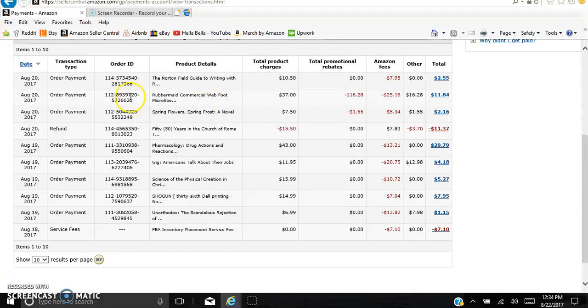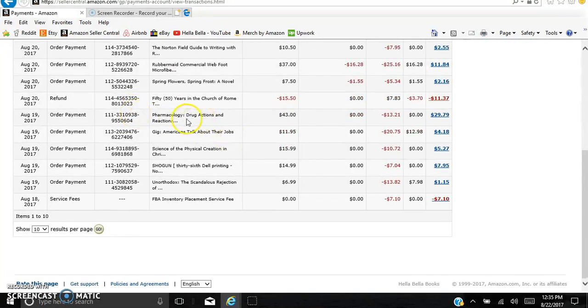So, looks like I sold two of these Rubbermaid mops. I got these for $4 each and sold them for around $18 each. And it looks like I made $11.84 on that, so hardly even breaking even. It was totally not worth it on that either. Let's see. Pharmacology book. I know I got this book for $2 and it netted me $29.79. So that is an example of a good buy.